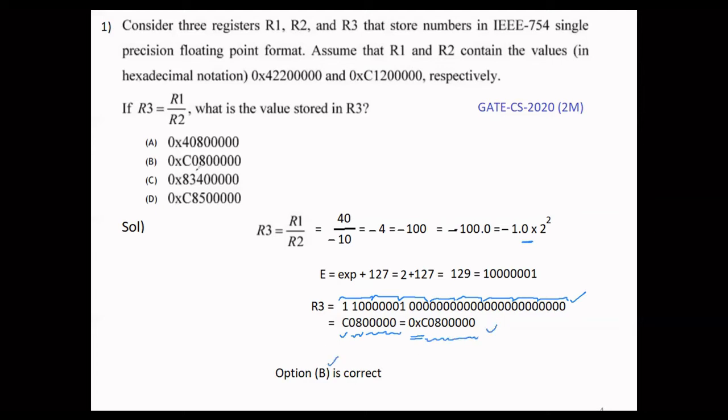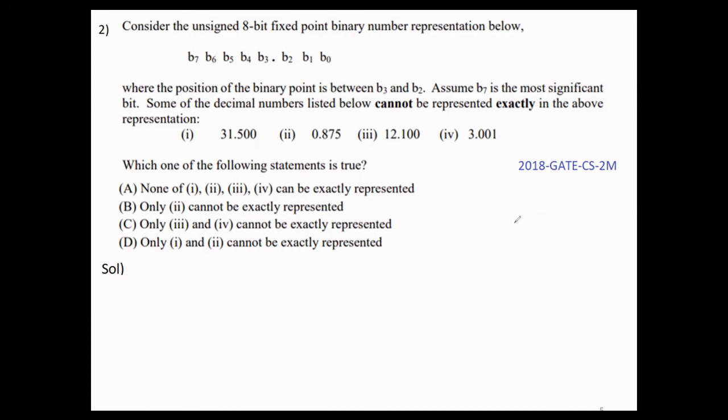Option B is correct. So what is the conclusion here? R1 is given in the floating point. We converted it into decimal, and we also converted R2 into decimal, and we have divided. Then we got the decimal equivalent of R3. Then convert that decimal equivalent back into floating point representation, and then we convert it into hexadecimal. Yeah, this problem is given in 2018 GATE for 2 marks.